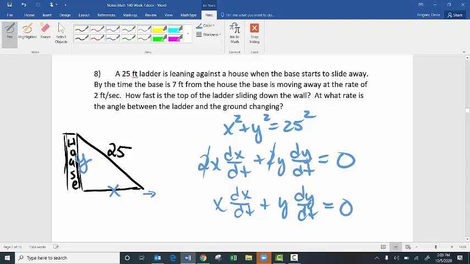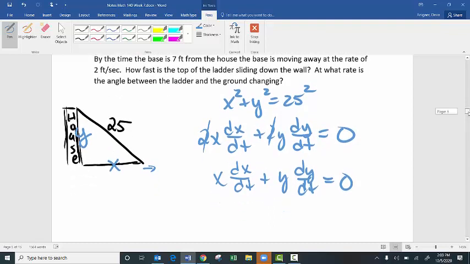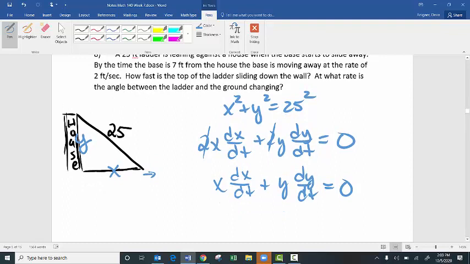So now let's see what they give us. A 25-foot ladder is leaning against a house and the base starts to slide away, which is what we said. By the time the base is 7 feet from the house, okay? So now it told us something about X. It's 7 feet away from the house. It's moving away at a rate of 2 feet per second. So X is moving at 2 feet per second. So every second that goes out, X is moving 2 feet to the right. How fast is the top of the ladder sliding down? That's how fast Y is changing.